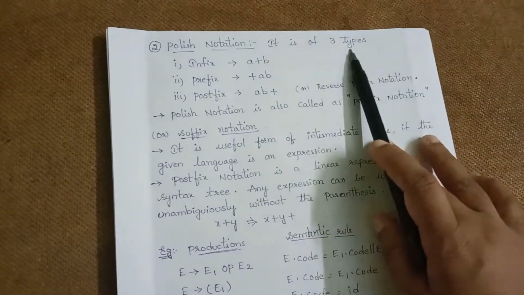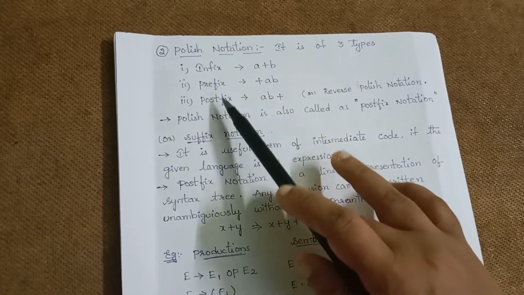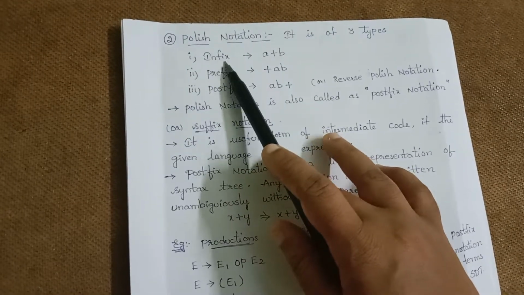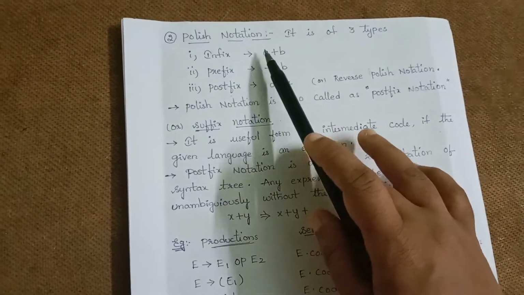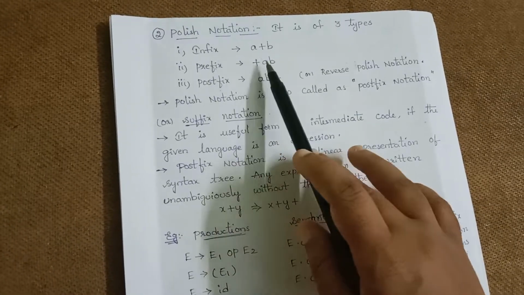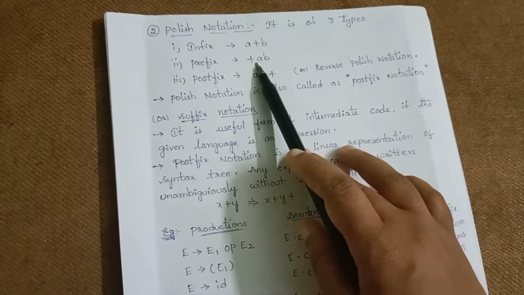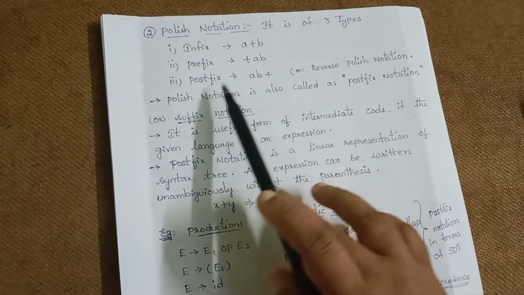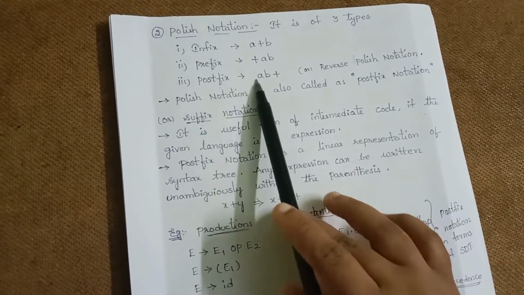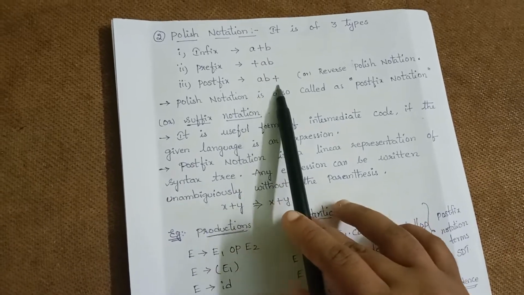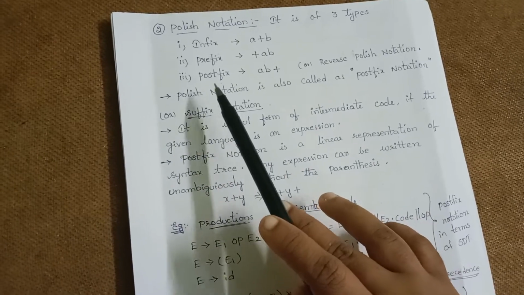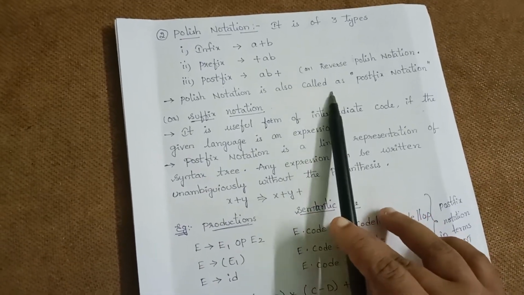And the second one is polish notation. Polish notation is of three types: infix notation, prefix notation, and postfix notation. Infix is nothing but if an operator is placed in between, it is called an infix notation. Prefix is nothing but if an operator is placed before, it is called a prefix notation. And postfix notation is when the operator is placed after, it is called a postfix notation. So here polish notation is also called a postfix notation.